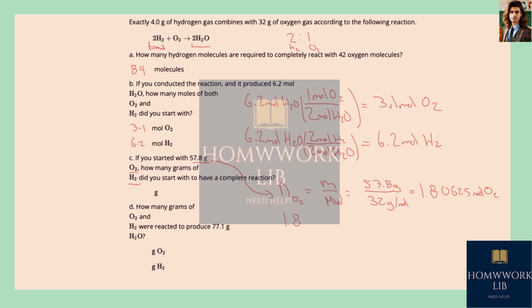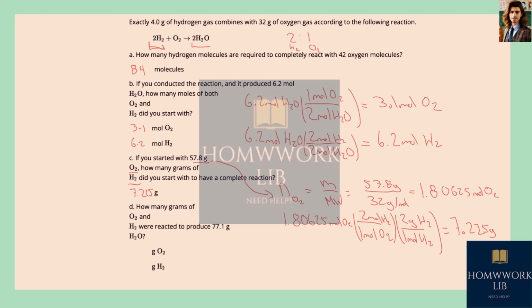Now, according to that, we're going to transform the mole of O2 into moles of hydrogen, and then we're going to convert those into grams. So 1.80625 mole of oxygen. We know that 1 mole of oxygen reacts with 2 mole of H2, and we know that 1 mole of H2 is going to have a mass equal to 2 grams. So the result becomes 7.225 grams of hydrogen.